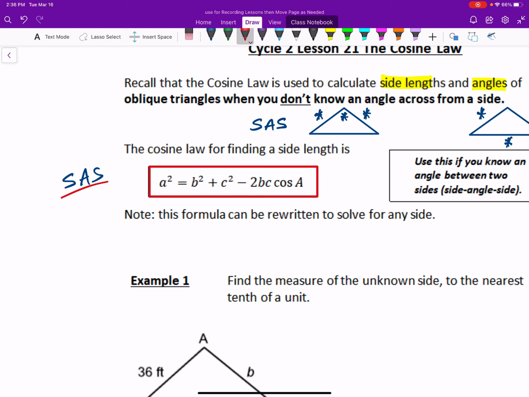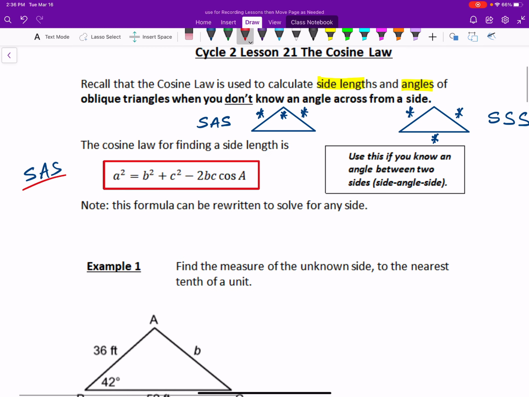When we have side angle side, then I use this version of the formula here. A squared equals B squared plus C squared minus 2BC cos A. That's assuming that we labeled our triangle ABC. And I guess I've already said it over here, side angle side, but that's all right.